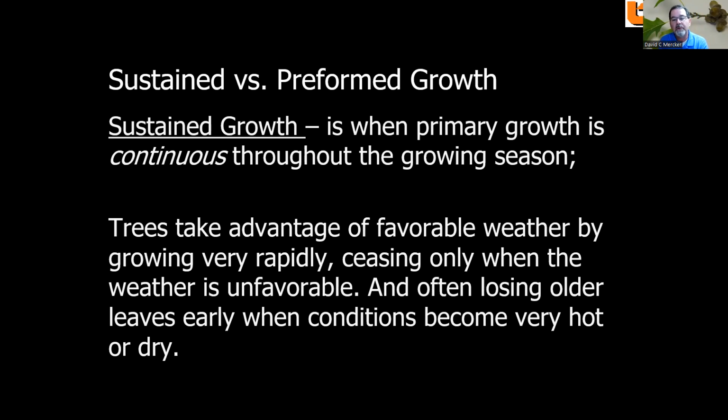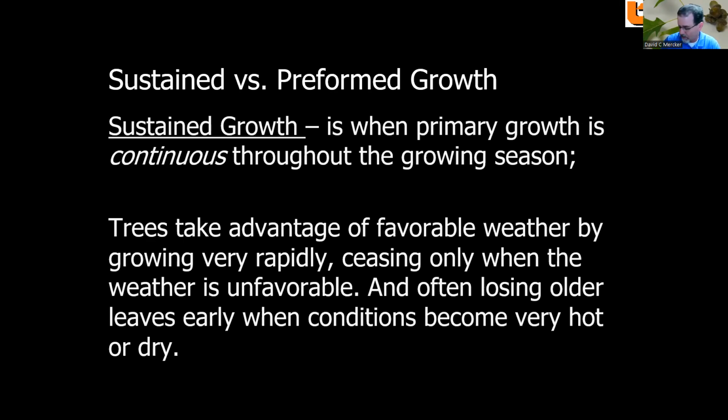Now, sustained growth is when the primary growth is continuous throughout the growing season. So leaves can continue to flush and flush and flush as long as conditions are right. So trees take advantage of favorable weather by growing very rapidly, and they cease only when unfavorable weather exists, like hot, dry weather in the middle of summer. And oftentimes what you'll see is trees with sustained growth, they'll actually lose their leaves early. The older leaves, they'll drop early when conditions become hot and dry.